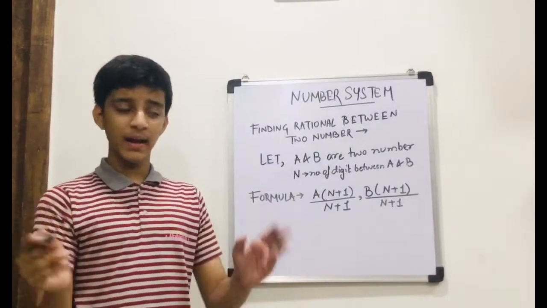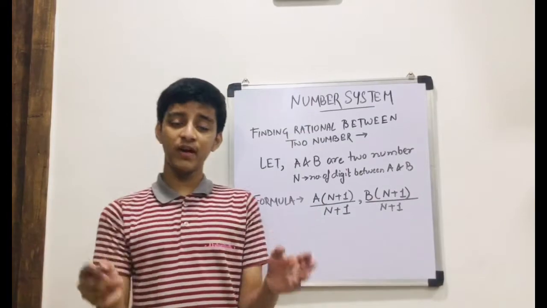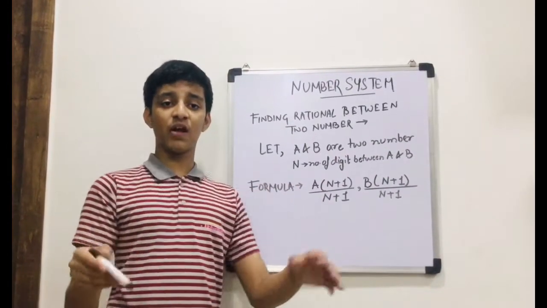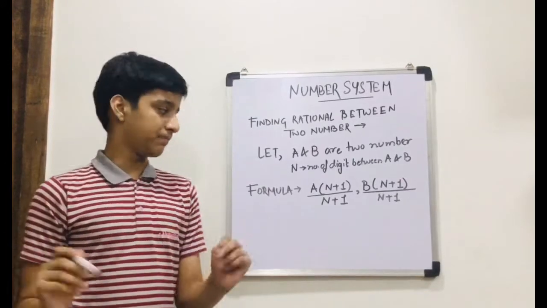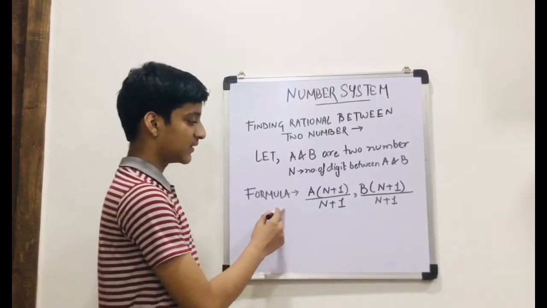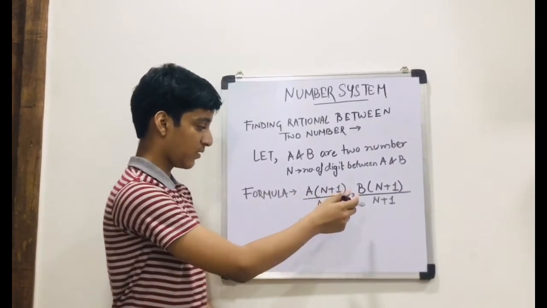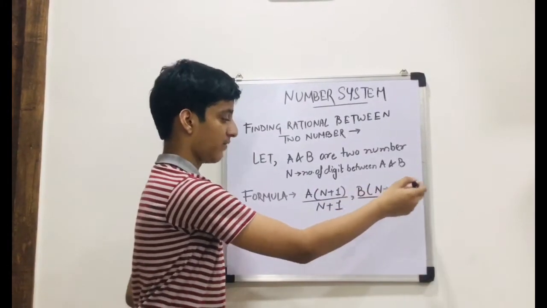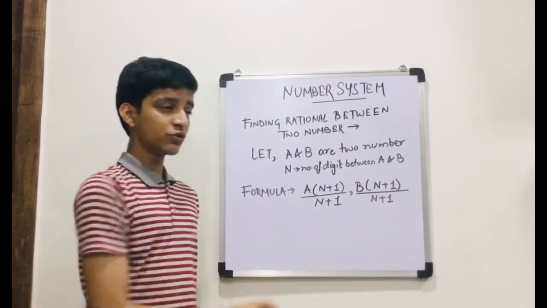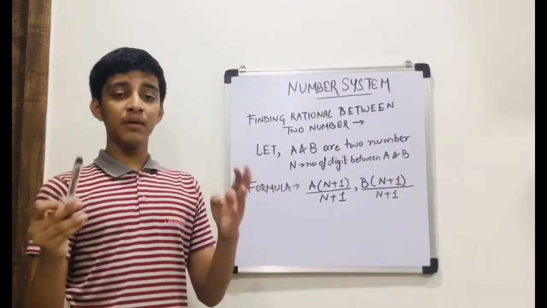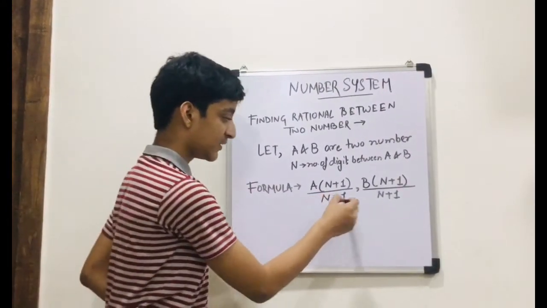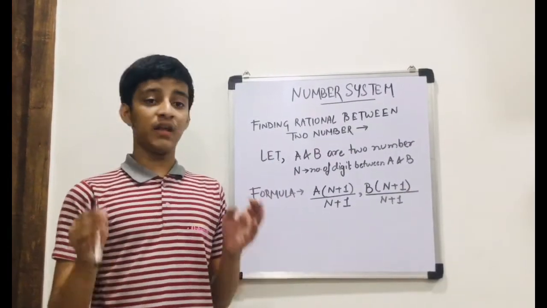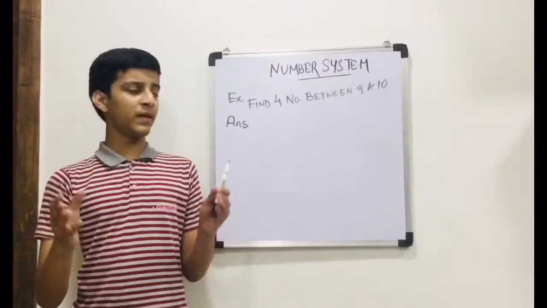So let a and b are two numbers which are given in the question, and n is the number of digits that we have to find between a and b. So the formula for that is a(n+1)/(n+1), comma b(n+1)/(n+1). So the numbers between the result of this and this would be the n numbers that we have to find in that question. Let's solve some examples.